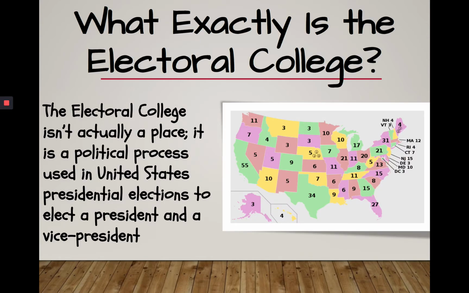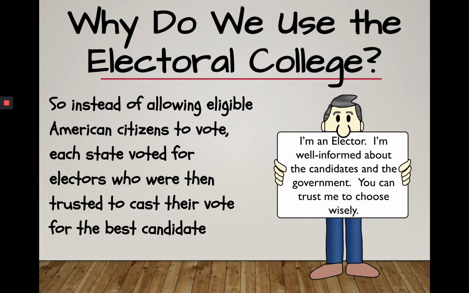So what exactly is the Electoral College? That's the topic of today. And the Electoral College isn't a place, it's actually a political process. So again, there is no physical Electoral College. It's a group of people whose votes really count. So we don't actually vote for the president. What we do is we vote to influence a group of people whose vote then counts.